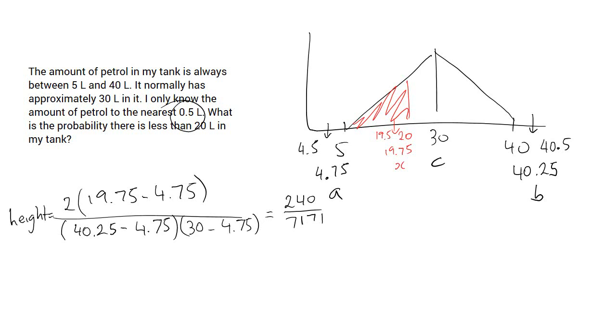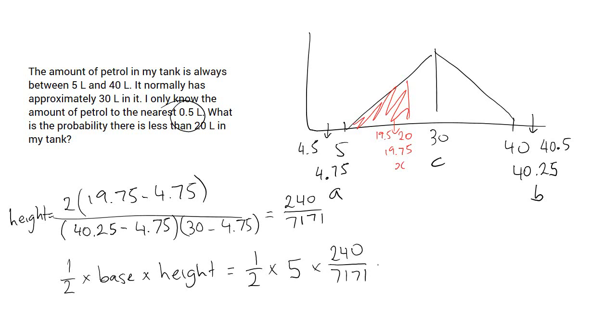We now need to work out the area. We know that this is equal to half times the base times the height. So substituting in the information we know, it's a half times the base is the difference between 4.75 and 19.75, so that is 5, times the height, which we just worked out to be 240 over 7171, which again, if we type into the calculator, we find out is 0.251 rounded to 3 significant figures.